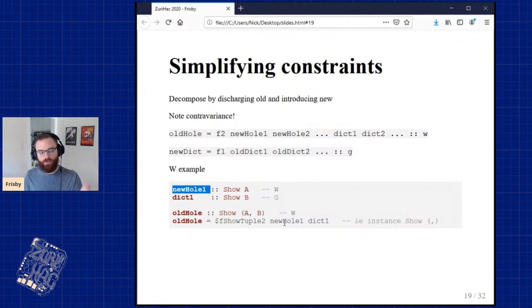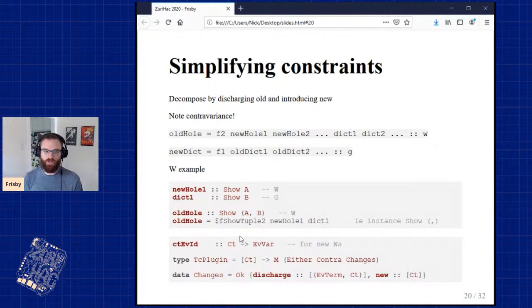So we create a new hole A for Show A, and we use that evidence, which we're going to get eventually, to build evidence for the old constraint. And that way we're able to discharge the old one and generate the new one. So we've simplified Show (A, B) to just Show A. And this is what a plugin is supposed to do with the CTs it receives. So if we received a dict1 of Show B that was a given, and we received a dict2 of an old hole that was a Show (A, B), then what we should do is put old hole here, and the evidence we constructed here, and new hole here.